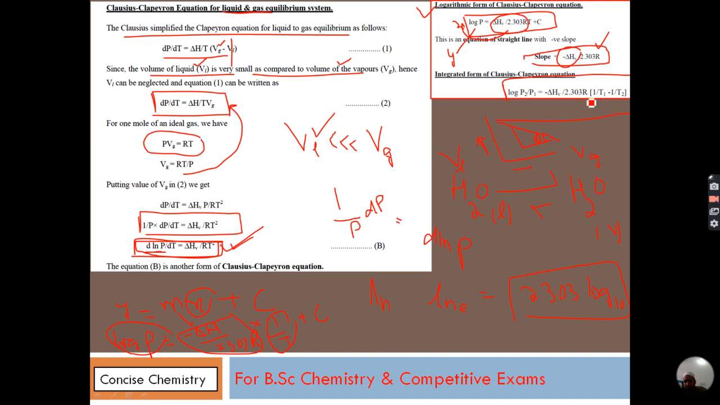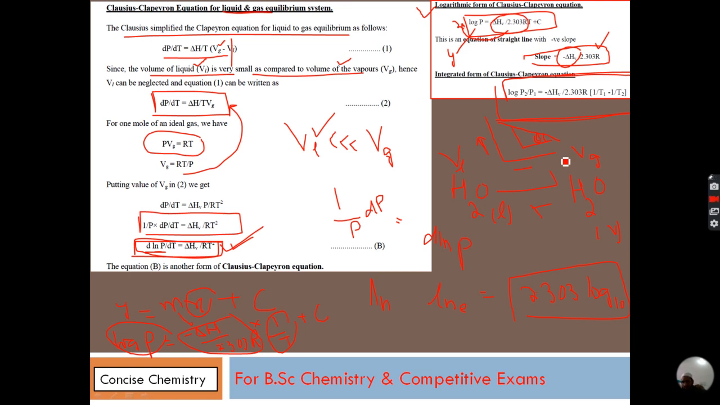So if you want to relate P1 and P2 with respect to T1 and T2, this is the relationship you can use. That is, log of P2 by P1 is equal to minus enthalpy of vaporization by 2.303 R, times bracket 1 by T1 minus 1 by T2. This is our Clausius Clapeyron equation. There are different forms, different expressions, and they have their utility.